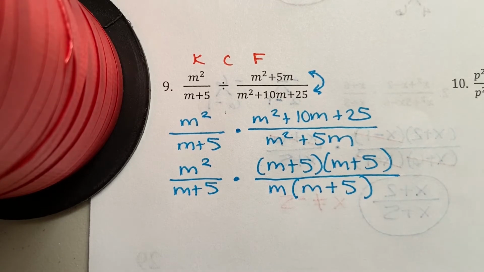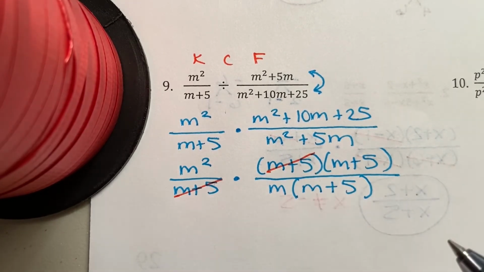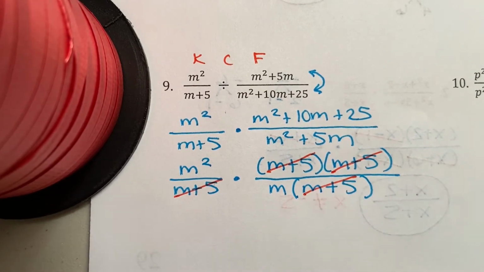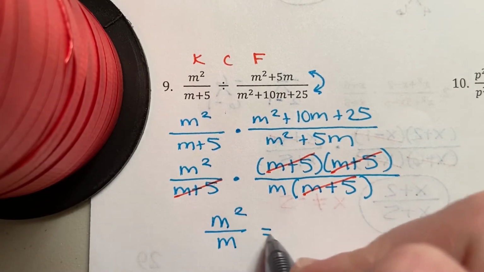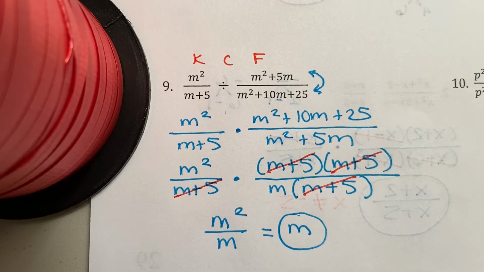Now I'm ready to start canceling out. So m plus 5 and m plus 5 cancels. Another m plus 5 cancels, leaving me with m squared over m, which is really just m. On this problem, we don't have any extraneous solutions because I don't have anything in the denominator here. So I'm not worried about extraneous solutions for that portion.